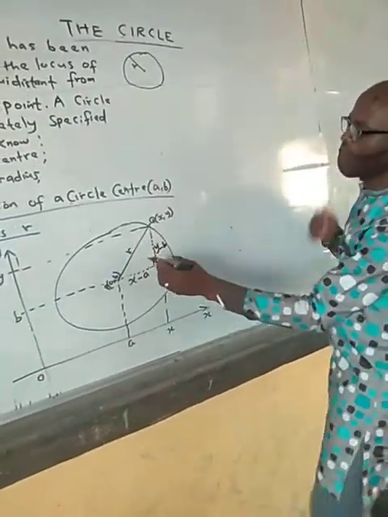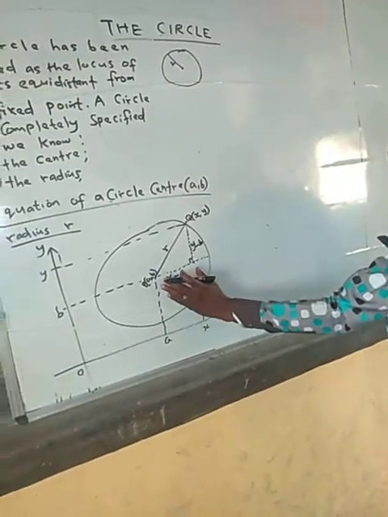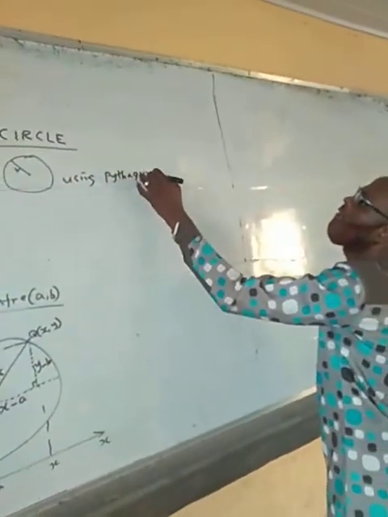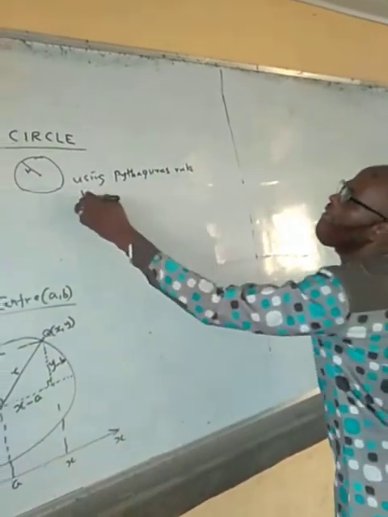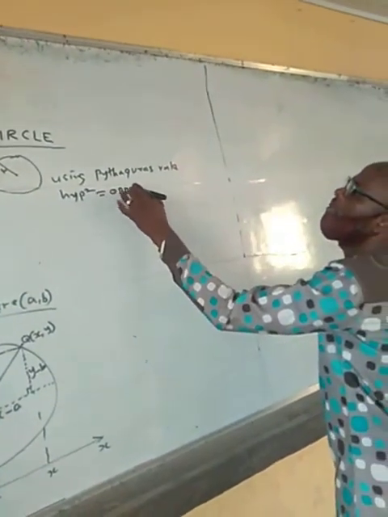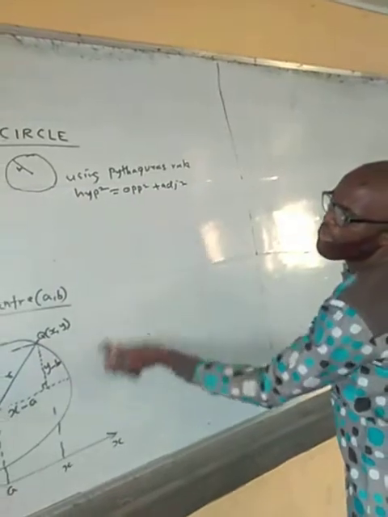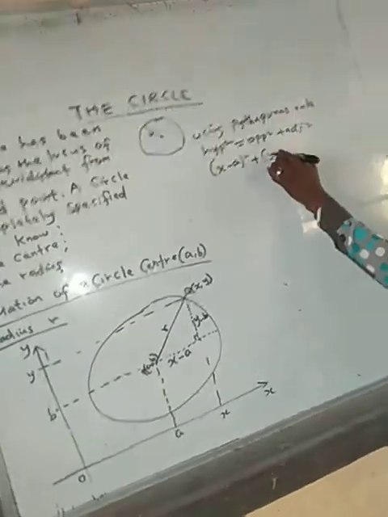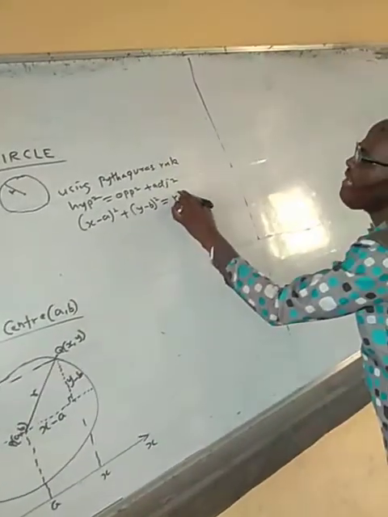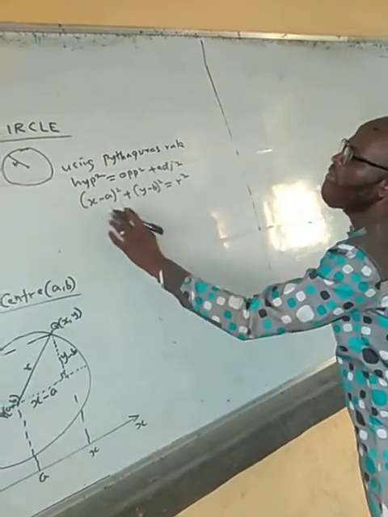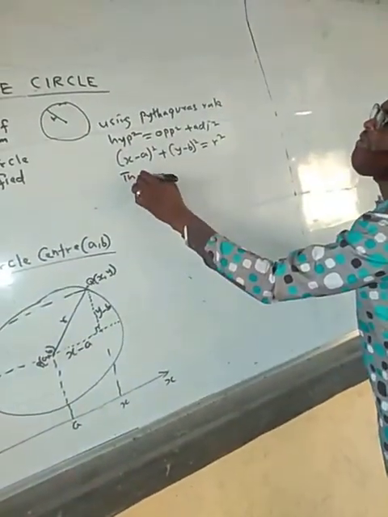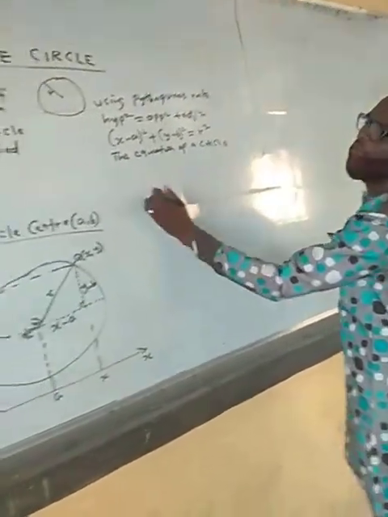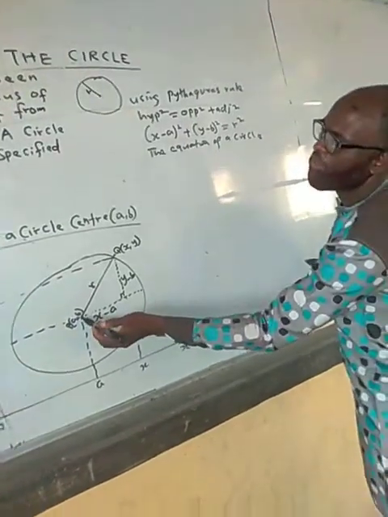So how do we get this radius? Using Pythagoras theorem, hypotenuse square is equal to opposite square plus adjacent square. So we have (x minus a) squared plus (y minus b) squared is equal to the hypotenuse r squared. So this is the equation of a circle.